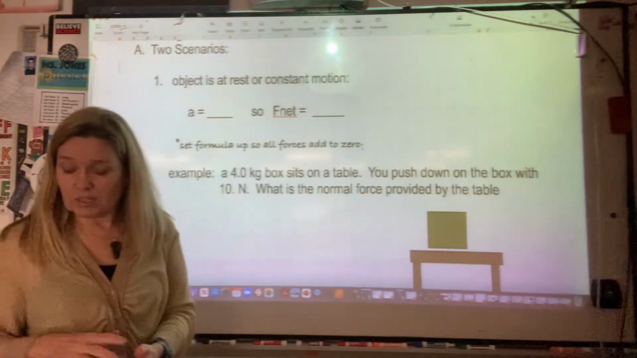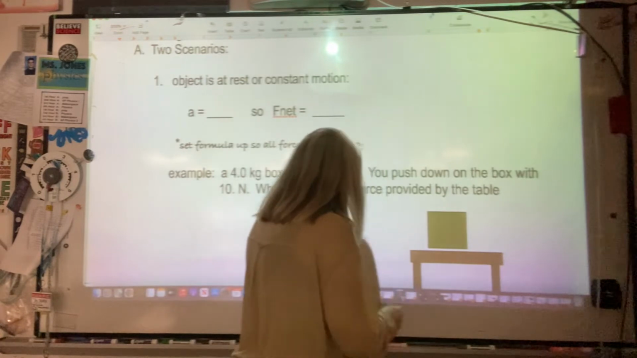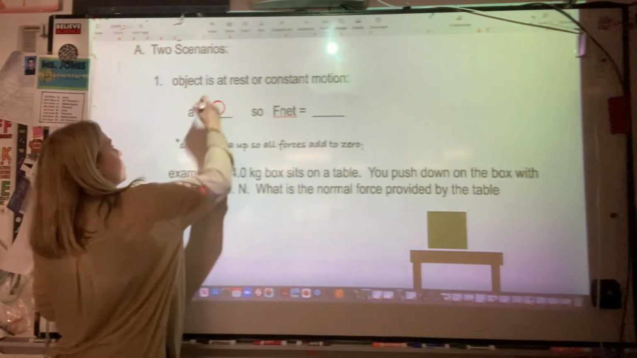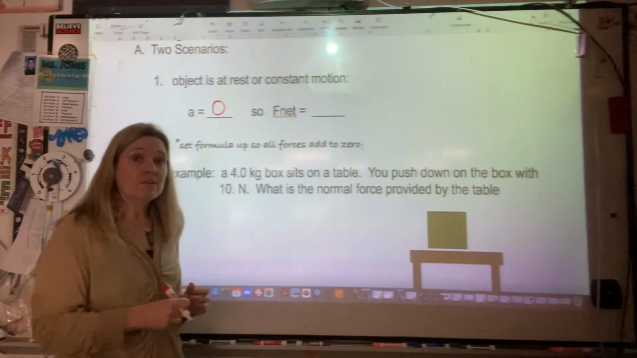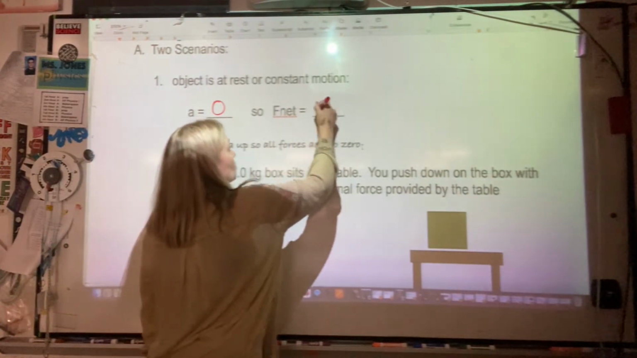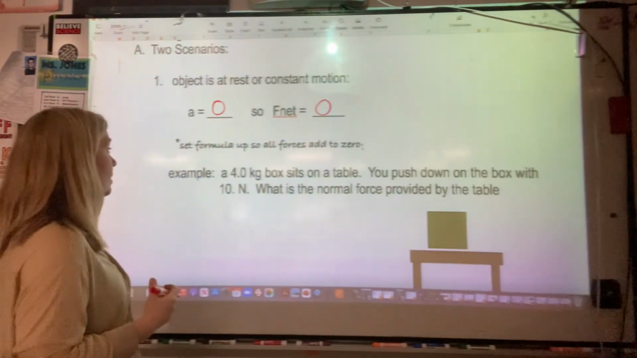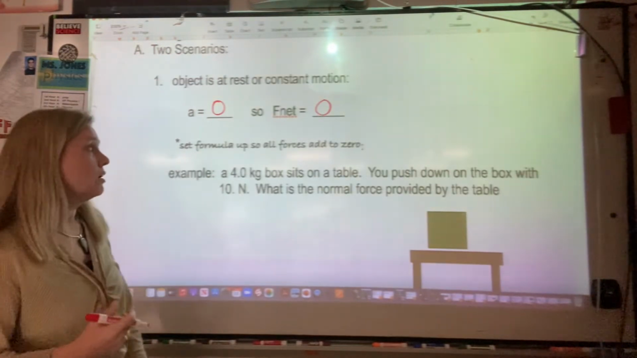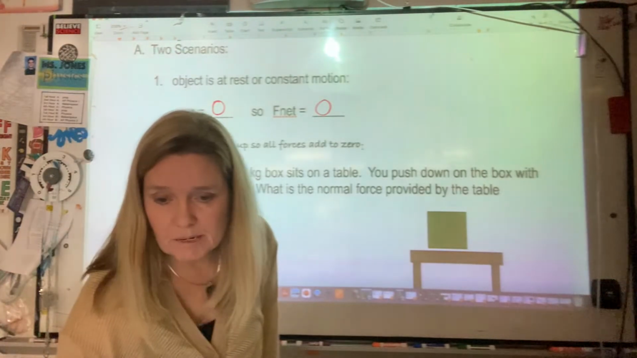Now if it is in constant motion or not moving at all, guess what we know? We already know some information, and that is that a is 0. And if a is 0, then since F net equals ma, and a is 0, we know that the F net is also 0. So this is going to allow us to solve problems. So in this case, we will set up our formula so all forces will add to 0. Here is a sample problem.